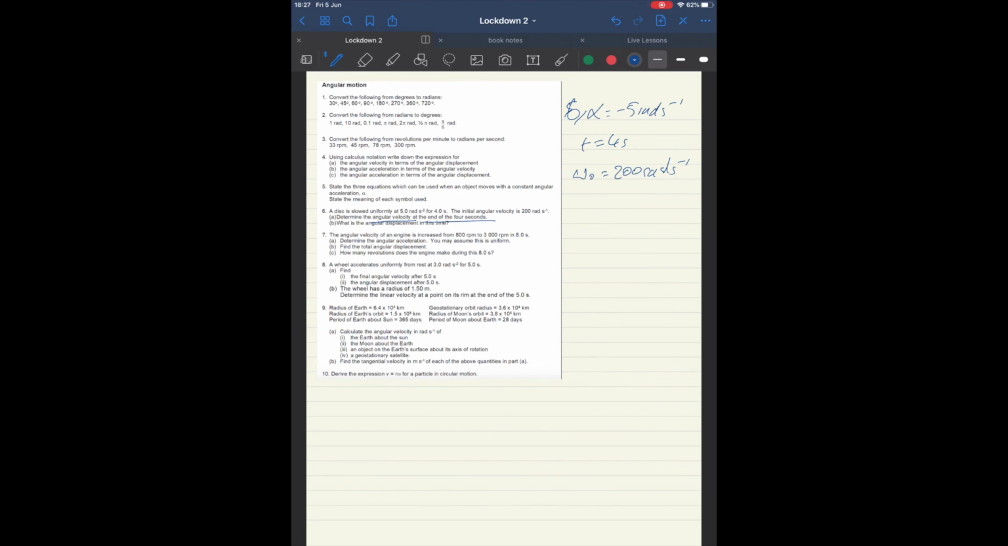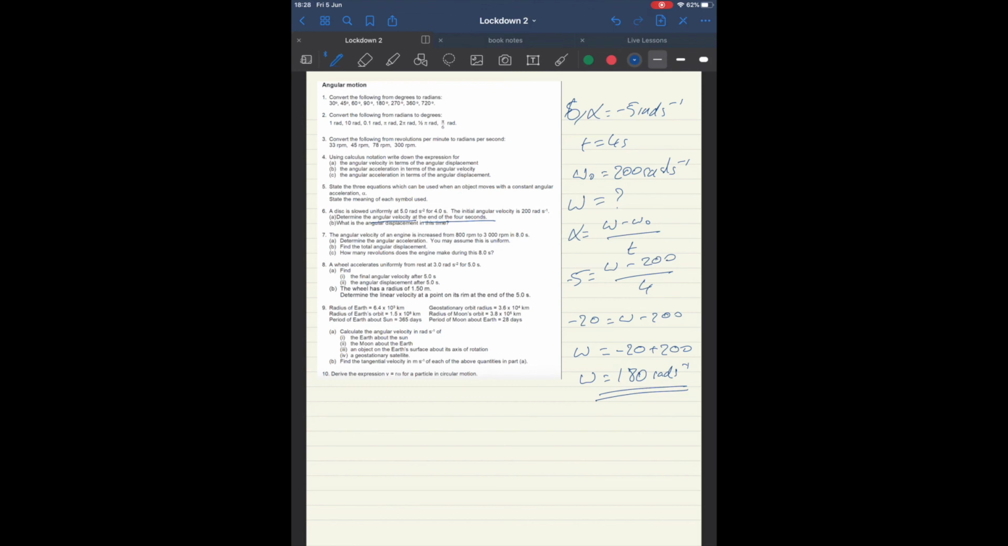So let's see what we've got. We've got alpha, we've got t, we've got omega naught. So let's see what relates those together. Remember, alpha equals omega minus omega naught over t, so that's going to be minus 5 equals omega minus 200 all over 4. So take that across. That gives me minus 20 equals omega minus 200. So omega is going to equal minus 20 plus 200. Omega equals 180 radians per second.